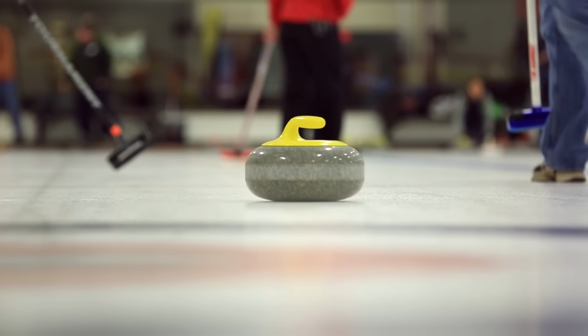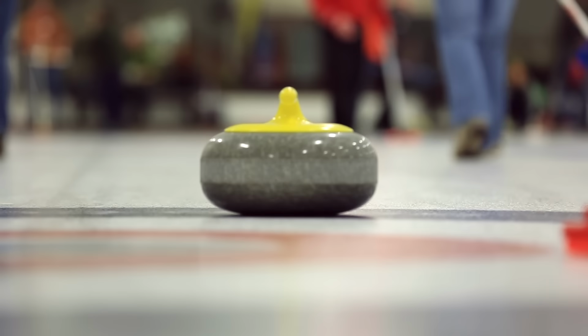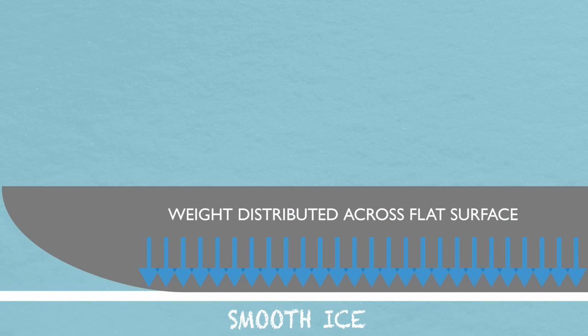Before a game can be played, the ice has to be properly prepared, which is a science within itself. If a stone rests on flat ice, it creates a lot of contact friction, which makes the stones run slowly.